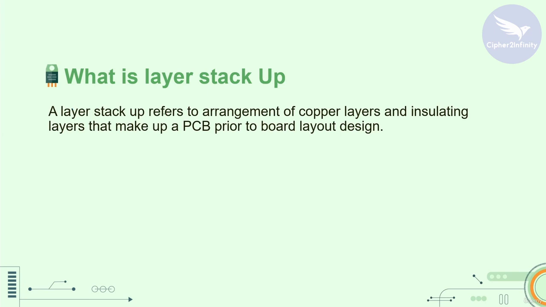A layer stackup refers to the arrangement of copper layers and insulating layers that make up a PCB prior to board layout design. Basically, a layer stackup consists of copper layers. There will be multiple copper layers in the layer stackup, and along with that there will be multiple insulating layers.